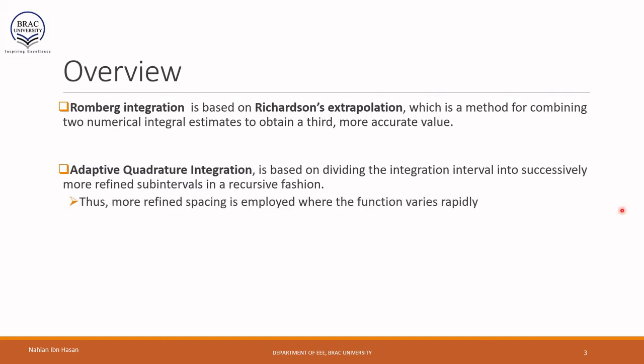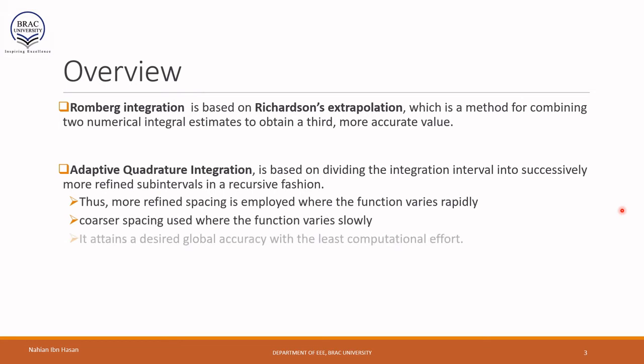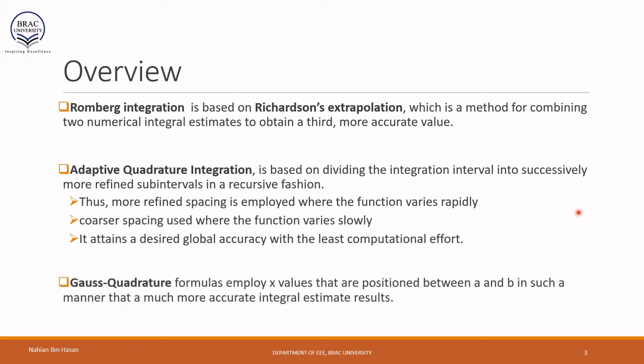Okay, so it has a special benefit. Whenever you are visualizing the effect of this approach from the computational perspective, you can have a desired global accuracy with the least computational effort. So that's the benefit of this method. Okay, so the last method is the Gauss quadrature method. It employs the x values, that means the independent variables, that are positioned at specific locations inside the boundary.